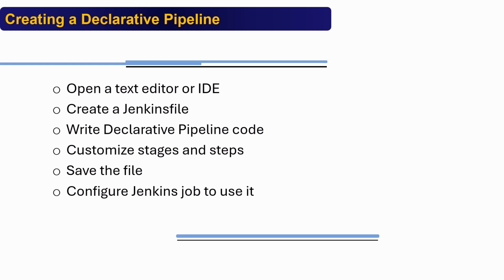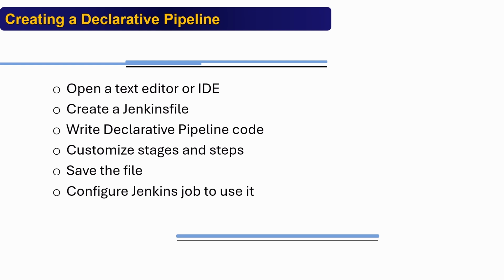For example, one project may use Maven, another may use Gradle, and another may use NPM. So simply, deployment steps will differ depending on the target environment. After making the necessary changes, save the Jenkinsfile. Finally, configure your Jenkins job to use this Jenkinsfile. So when the job starts, Jenkins reads the file, interprets the pipeline instructions, and executes each stage in sequence.